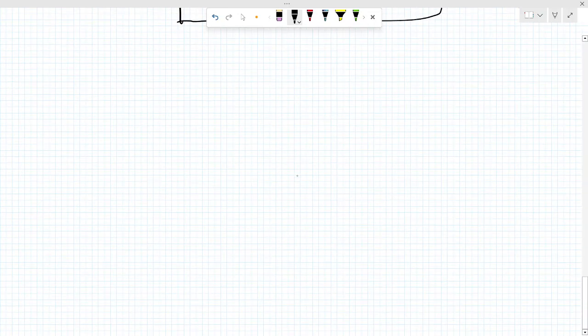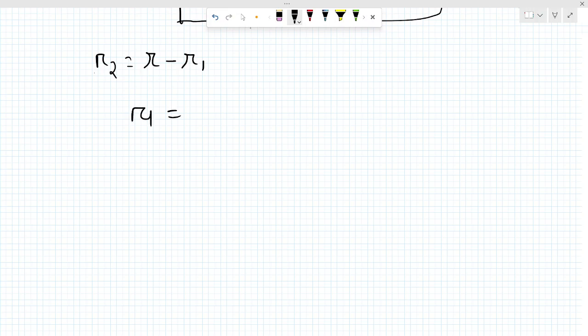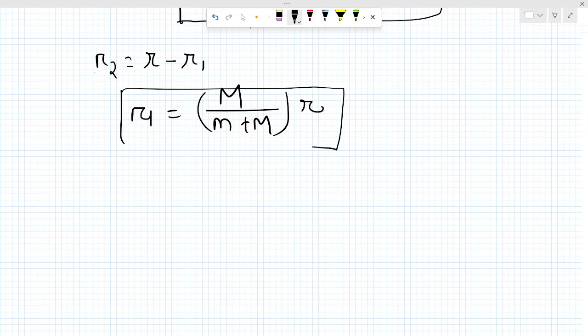Let me proceed further. Similarly, in the similar way, you can find that by substituting R2 equal to R minus R1. In the previous, I substituted R1 equal to R minus R2. Now you can substitute R2 as R minus R1. So from here R1 will be equal to capital M divided by small m plus capital M into R. Okay, do you get it? Yes, this is your equation number 5.